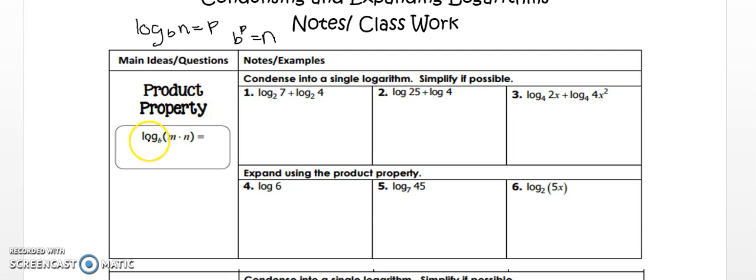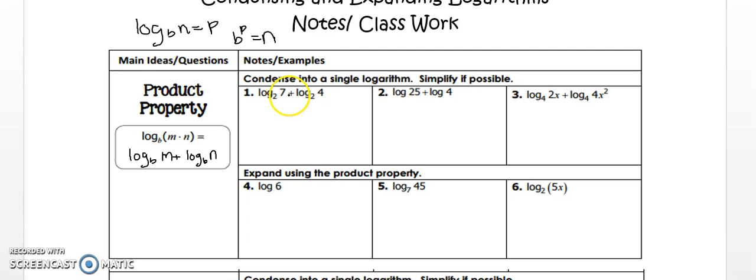And so the log base b of m times n, so multiplication is actually addition for logs. So this is going to be log base b of m plus log base b of n. And we can either condense it, so we take two logs and make them into one, or we can expand a log into two pieces depending on what kind of information we're given. So let's take a look at number one.